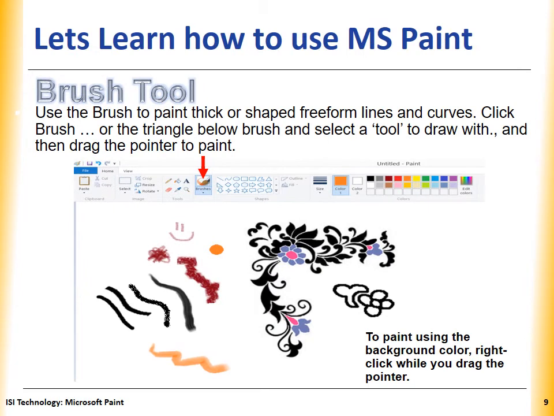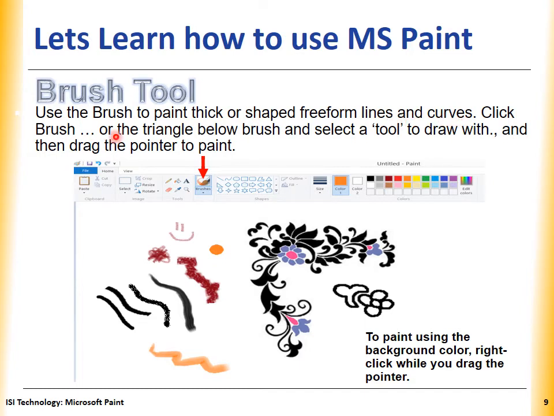Now I'm going to talk about the brush tool, which is this button. You can also change the type or the thickness of the brush if you click on this arrow. Do you see it? Why do I use the brush tool? I use the brush to paint thick or shaped freeform lines and curves.